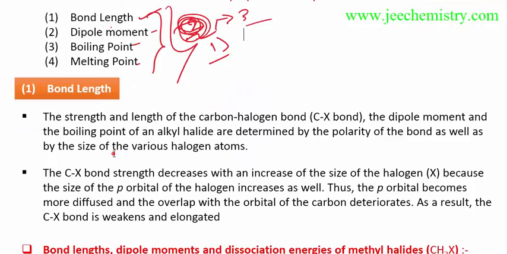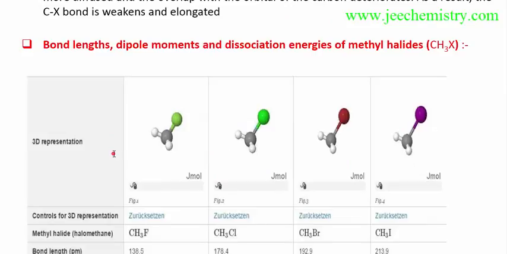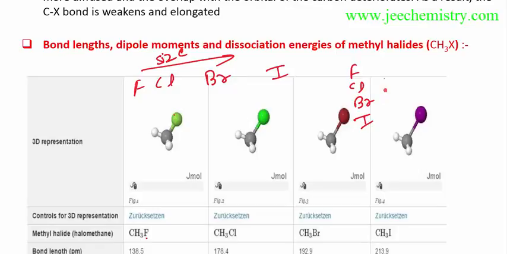So first of all we will learn the bond length. The halogens are fluorine, chlorine, bromine, iodine. Fluorine is the smallest size. In the order fluorine, chlorine, bromine, iodine, the size increases. These are in a group, so the size increases as you go down the group.